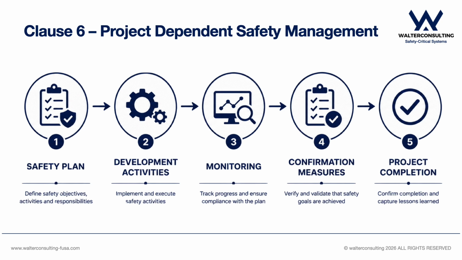Clause 6 focuses on project-dependent safety management. This is often the area that engineers encounter most frequently. Once a project begins, safety activities must be planned, coordinated, and monitored. Responsibilities need to be assigned, resources need to be available, and progress needs to be tracked. Clause 6 ensures that functional safety remains visible throughout the project lifecycle and that the necessary activities are performed at the appropriate time. In many ways, this clause represents the operational core of Part 2.